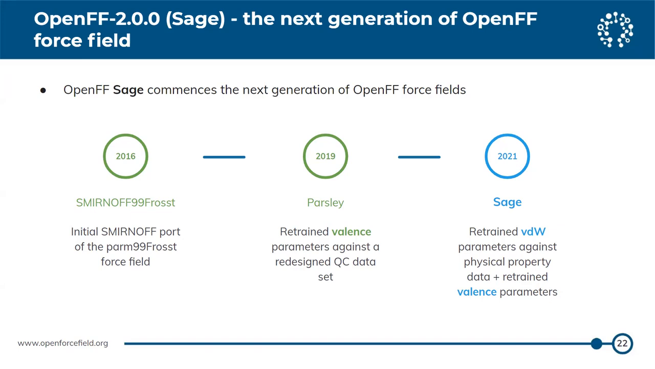obviously in regions of that chemical space that are of pharmaceutical relevance. Not included in season one, but released only one month ago in July, I guess, of this year, we now have Sage, that is the next and current incremental generation of OpenFF, which is focused on a refitted set of van der Waals parameters trained against physical properties data, alongside many other improvements in the valence parameters.